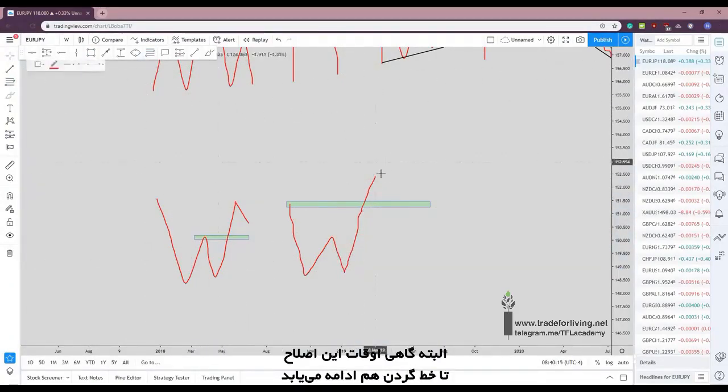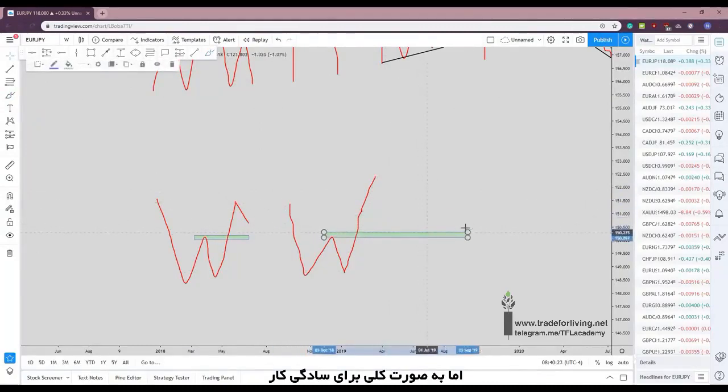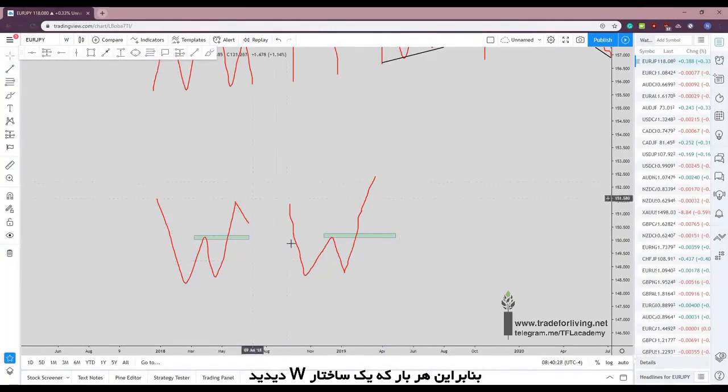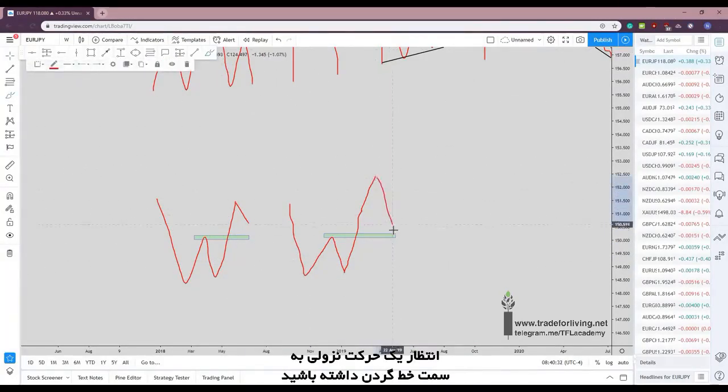Obviously, sometimes these retracements will actually continue all the way to the neckline. So overall, to keep things simplistic, also in this case, we are expecting a push to the neckline. So every time you see a W formation, you're expecting a push all the way to the neckline.